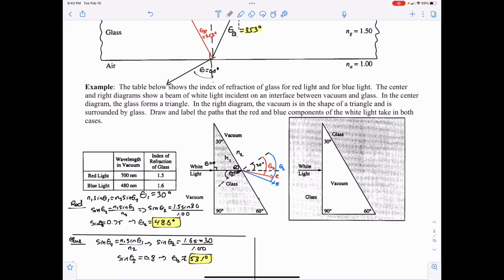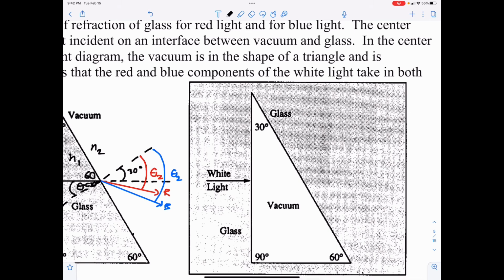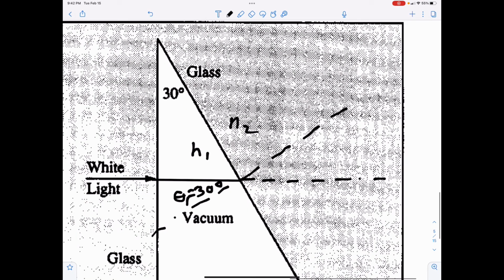Now, if we look at the opposite side of things, again, we're going from a vacuum into the glass, the triangle-shaped prism. It will continue straight unrefracted. Then it gets to this side over here, which if I continue this, I still have a 30-degree theta 1. This time I'm going from n1 to n2, where n2 is higher optical density. So I would expect both to bend closer to the normal.